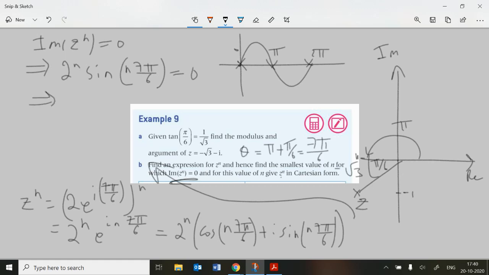So that would imply that n times 7 pi over 6 equals pi. The pi can cancel, obviously leaving us with a 1 here. So we can times by 6 and divide by 7. So n is going to equal 6 divided by 7.